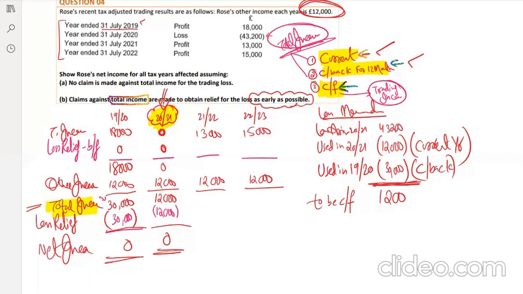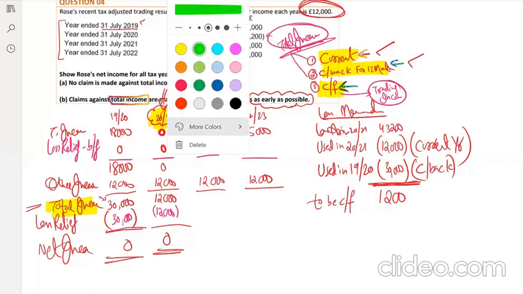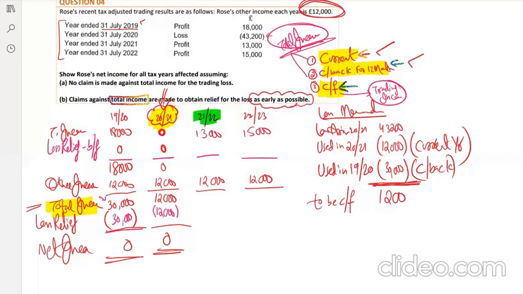Carry forward. Do we have futuristic data? Futuristic means the next year of loss data. Do we have it? Yes, we have it here. This is the next year of loss, right or wrong? The carry forward loss applies from where? Carry forward relief will apply from total income or from trading income only? What do you remember?